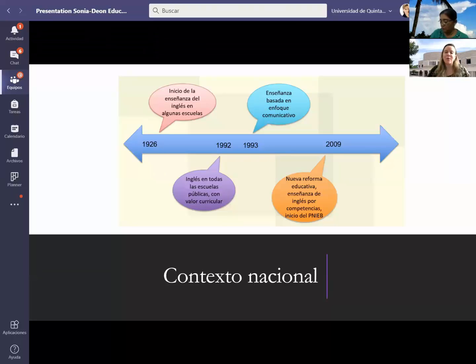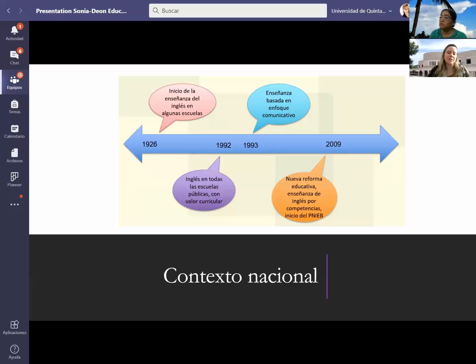Esto es otra vez influencia de las políticas internacionales que salieron de la Organization for Economic Cooperation and Development, la OECD, en donde empiezan a decir, a ver, se está enseñando inglés en un número de países, necesitamos que las personas dominen el inglés y el Grammar Translation Method no está funcionando, ¿ok? Entonces, bueno, a la par empiezan a surgir estas nuevas tendencias dentro de nuestro país y, bueno, en el 2009 viene una nueva reforma educativa en donde empezamos a enseñar el inglés por competencias y también inicia lo que es el Programa Nacional de Inglés en Educación Básica en nuestro país, ¿no?